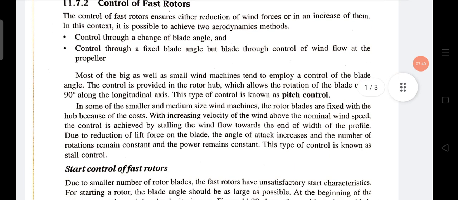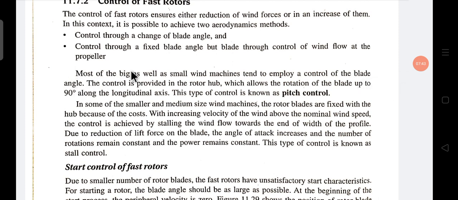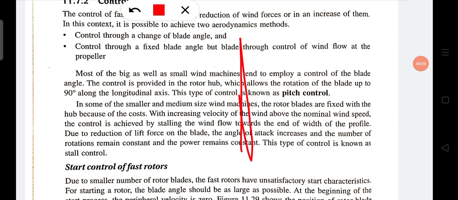These are the two methods, okay. Then most of the big as well as small wind machines tend to employ a control of the blade angle. The control is provided in the rotor hub, which allows the rotation of the blade up to 90 degrees along with the longitudinal axis, okay. Longitudinal axis means this is the longitudinal axis, okay. Then this type of control is known as pitch control, okay.